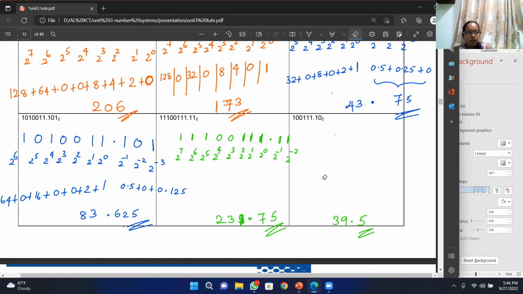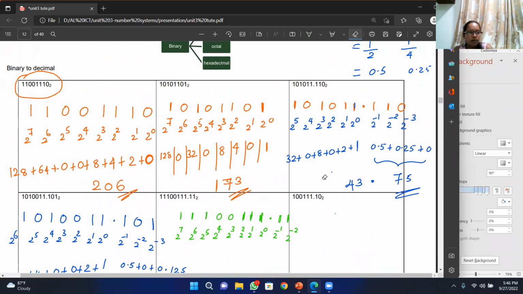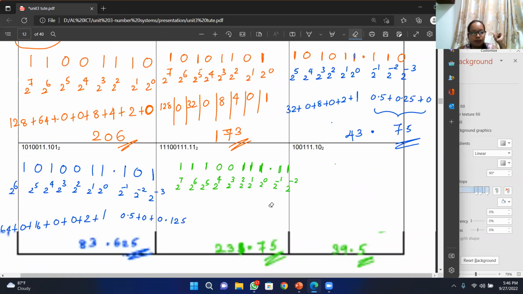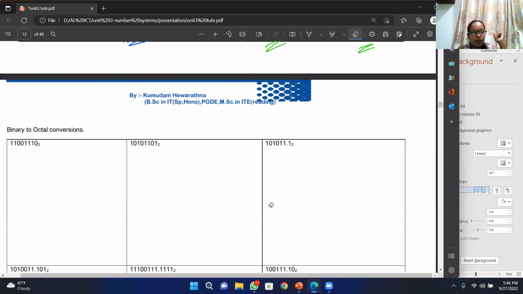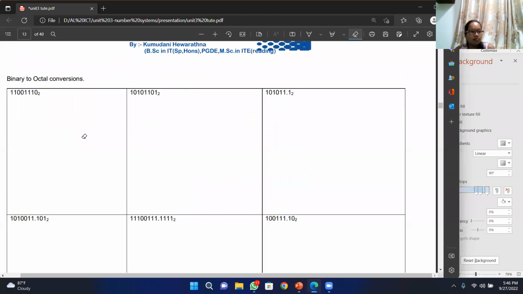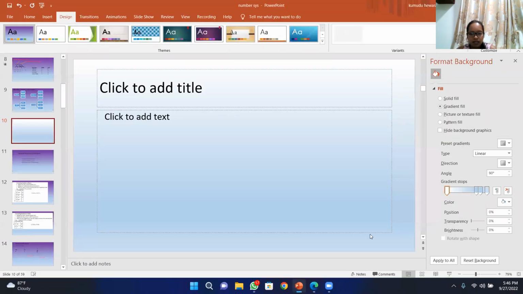Then we will move on to the next conversion type, that is binary to octal. Binary to octal one, right? I will explain it in a slide. Binary to octal.